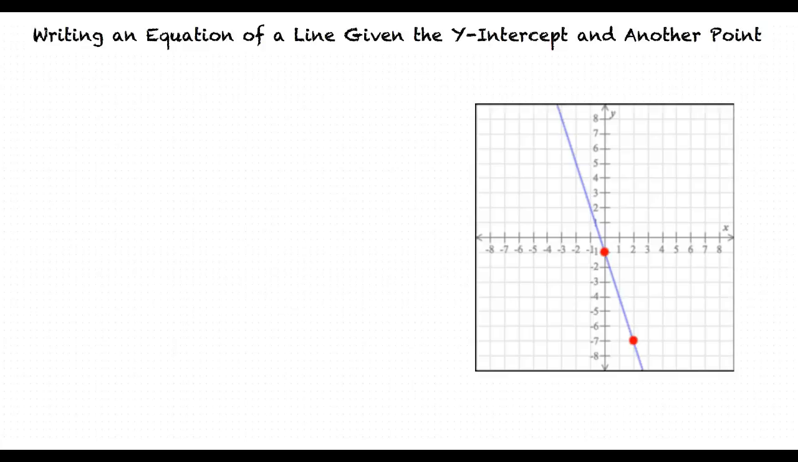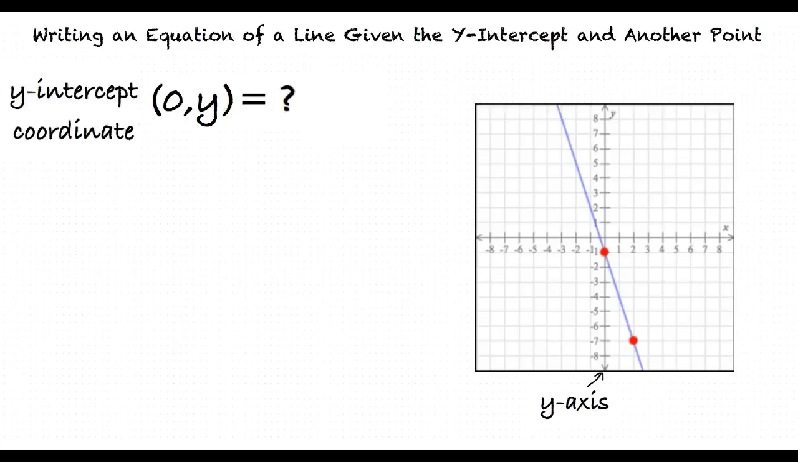The y-intercept is the point on the graph where the line crosses the y-axis. This point is denoted by the form (0, y), where y represents the y-coordinate on the graph. Where does the line cross the y-axis on the example graph shown here? The line crosses at (0, -1), but how does that help me find the equation of the line?